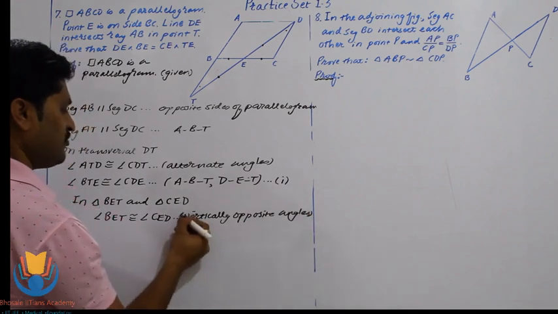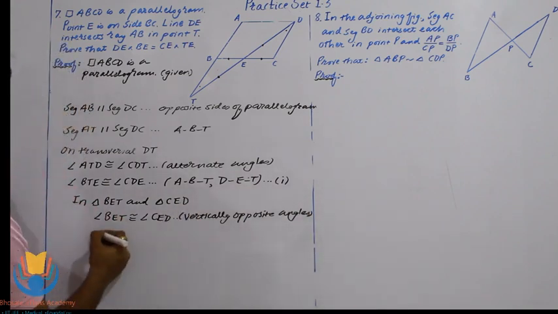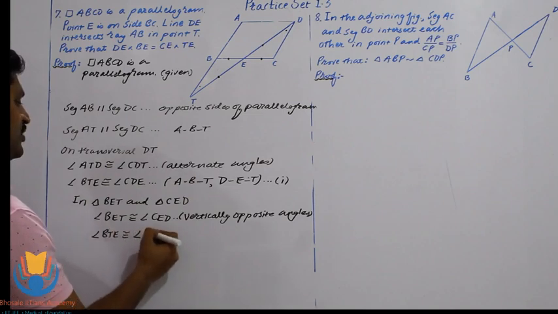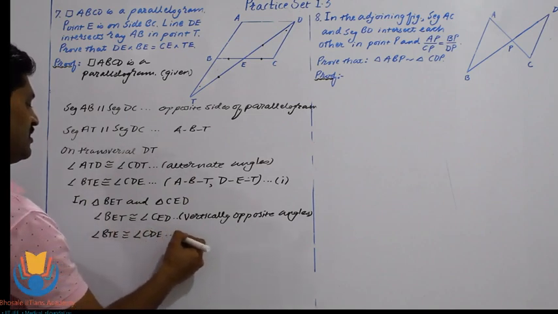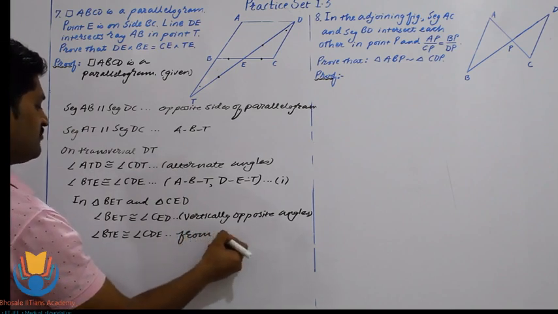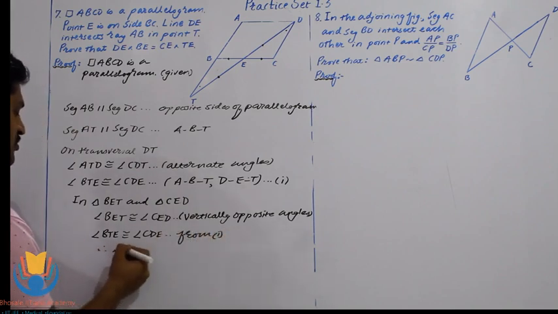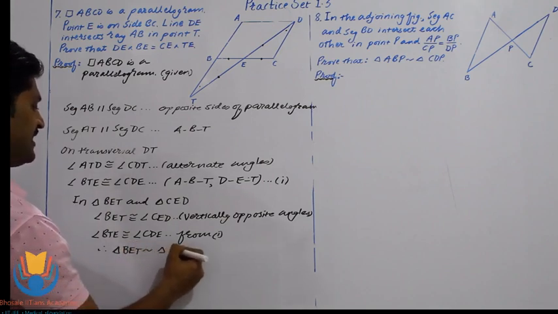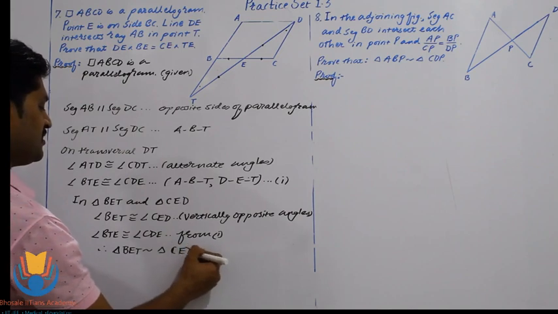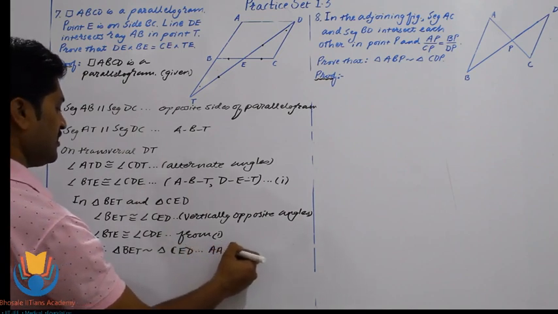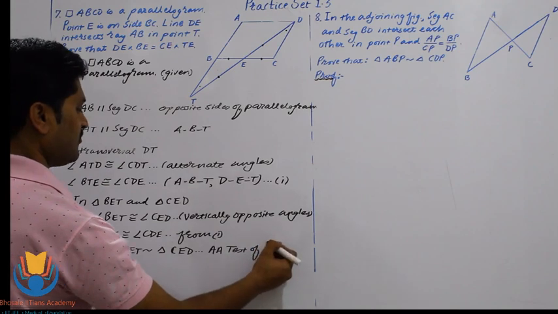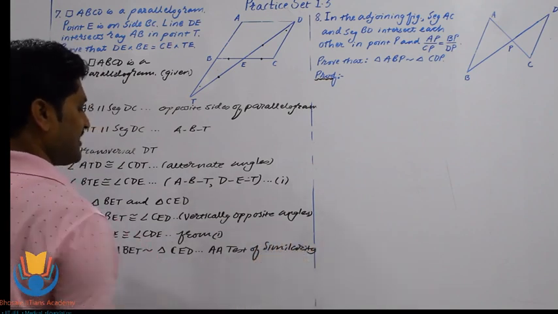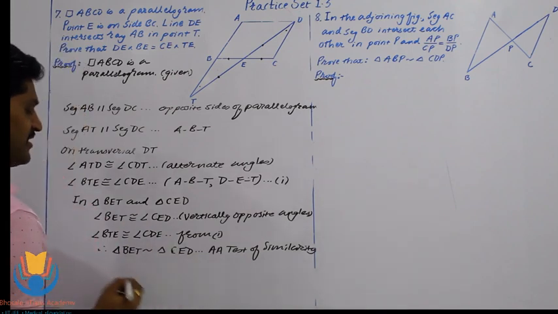And the second pair of angles we will copy from equation number first. So our angle BTE is congruent to angle CDE. So this is from equation number first. So therefore those two triangles now became similar by AA test of similarity. So once the triangles are similar, their corresponding sides are in proportion.